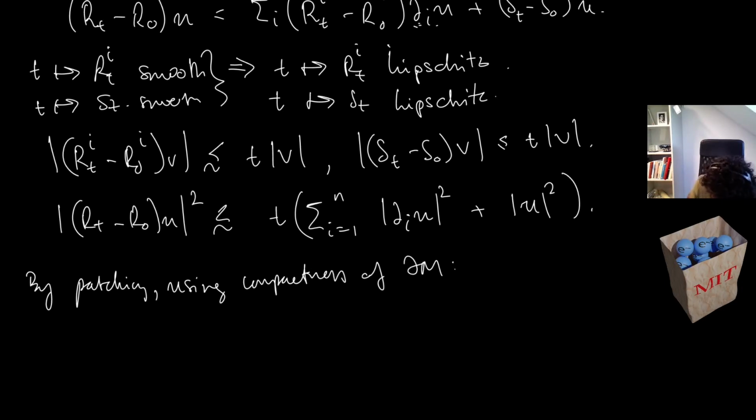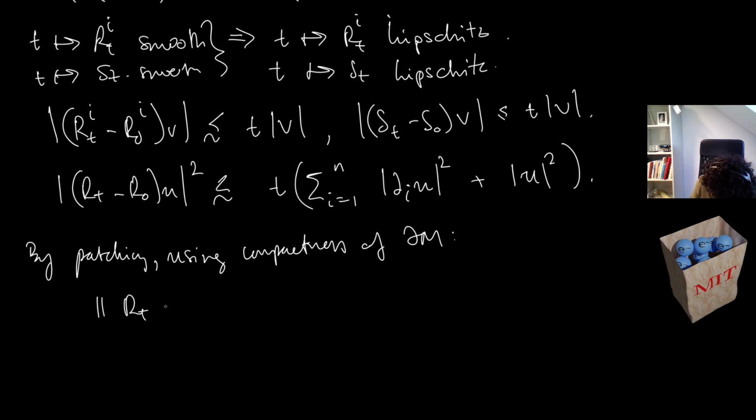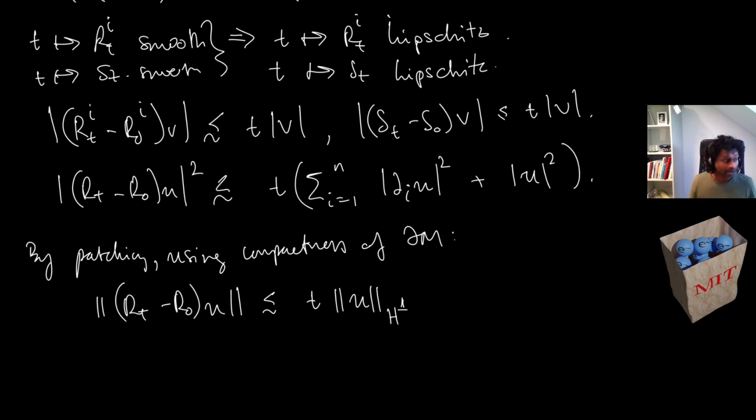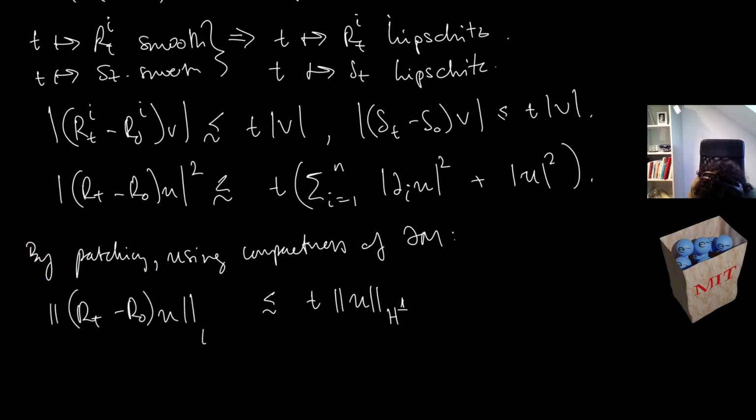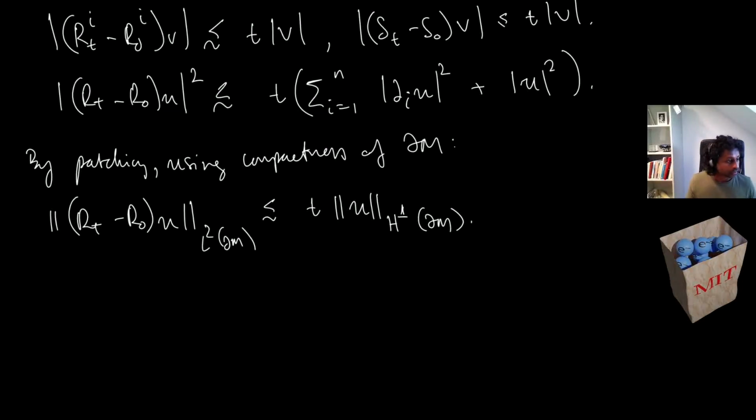of the boundary, we obtain that R_T minus R_0 of U is, by patching using compactness and just integrating this expression, controlled by the Sobolev norm, the H1 norm on the boundary, right? So I should write L2 here. This is L2 on the boundary, and this is the Sobolev norm on the boundary. Okay, that's good.